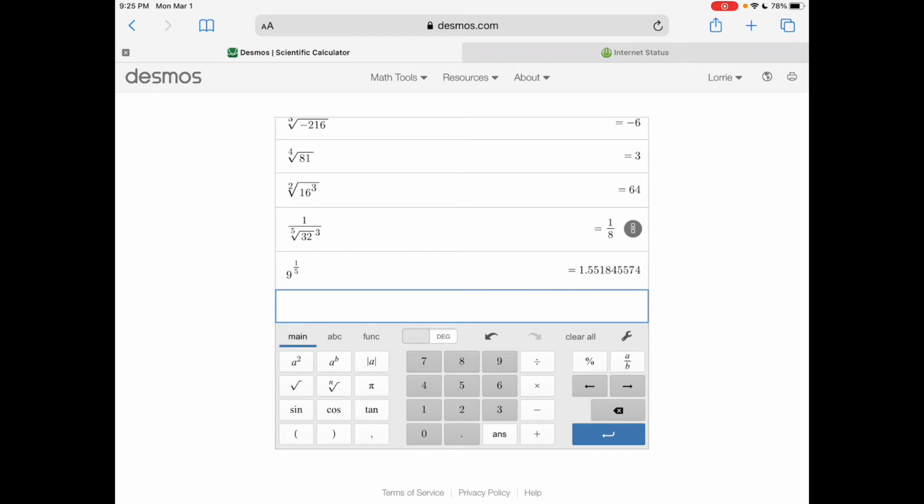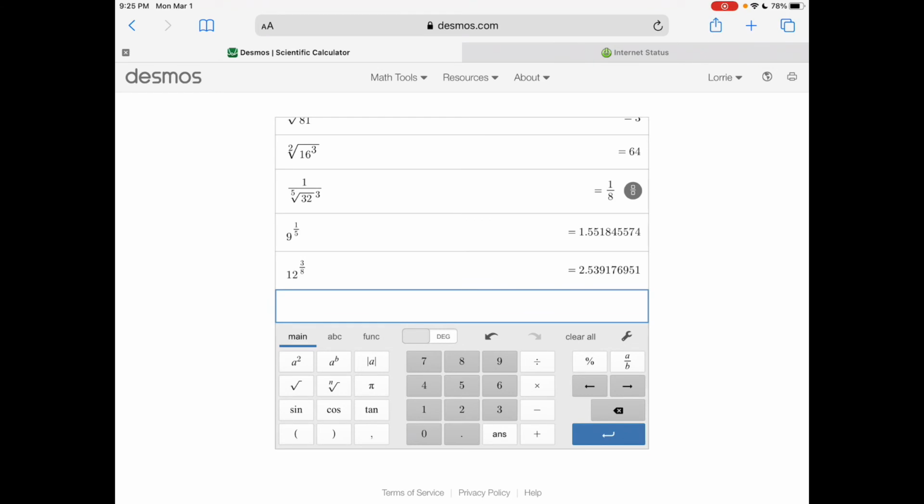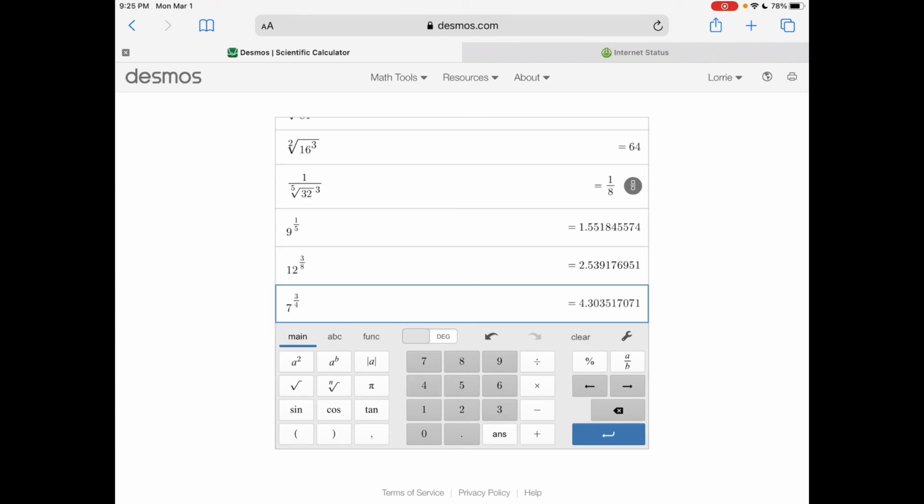We had 12 raised to the 3/8. So 12, and then the power button, and we want to say 3 divided by 8, and that's going to give 2.54 when we round to 2 decimal places or hundredths. And then finally, our last one was 7 raised to the 3/4 power. So 7 raised to the 3 divided by 4 power gives me 4.30.